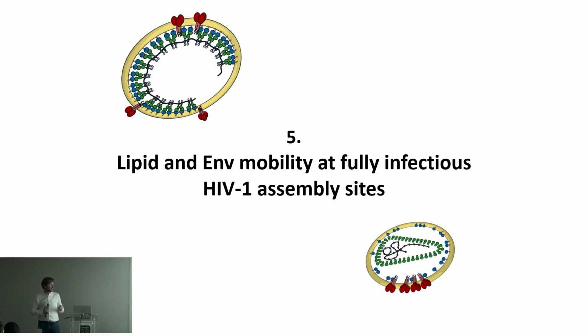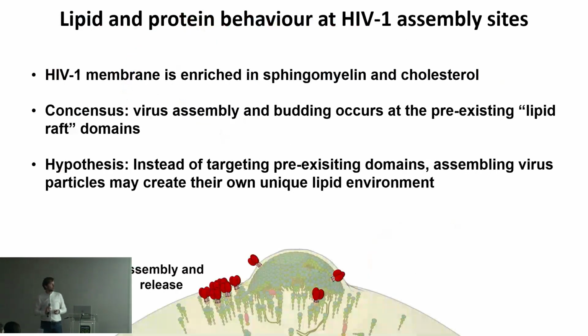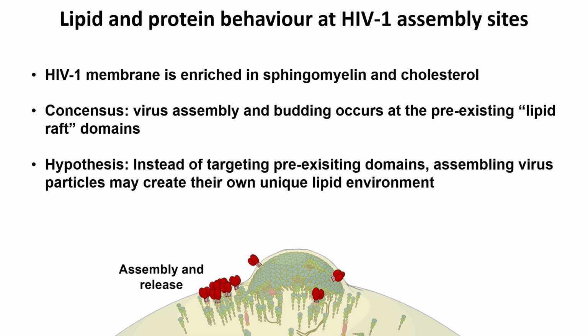So then, extending this a little bit more, we wanted to see how well this works in fully infectious viruses. We looked at the lipid and ENV mobility at HIV assembly sites. And why is this important? First of all, a bit of background: the HIV membrane is highly enriched in sphingomyelin and cholesterol. The previous consensus was that virus assembly and budding may occur at pre-existing lipid raft domains, or liquid-ordered domains, whatever you call them, a pre-designed environment, so to speak.